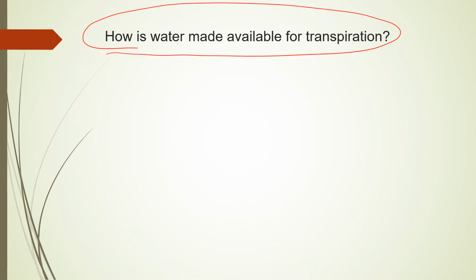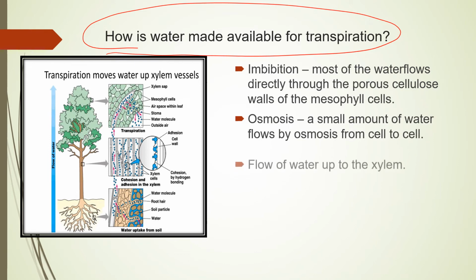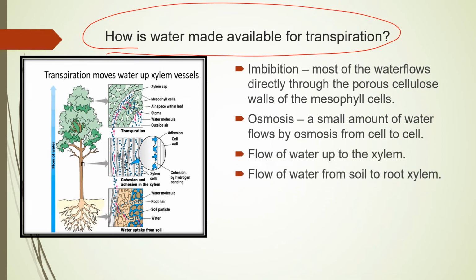So, water flows from the xylem vessels to the surface of the mesophyll cells of the leaves by two routes. First, it is entering by the process of imbibition. Next, the water is flowing through osmosis. How are these happening? Most of the water flows directly through the porous cellulose walls of the mesophyll cells, and a very small amount of water flows by osmosis from one cell to another.